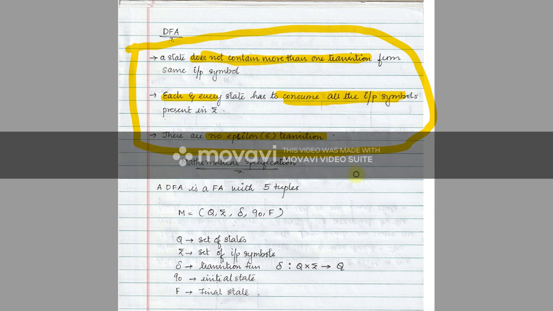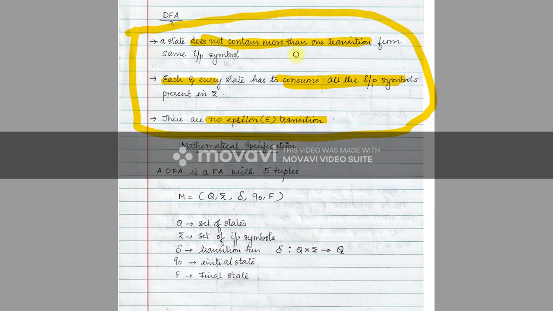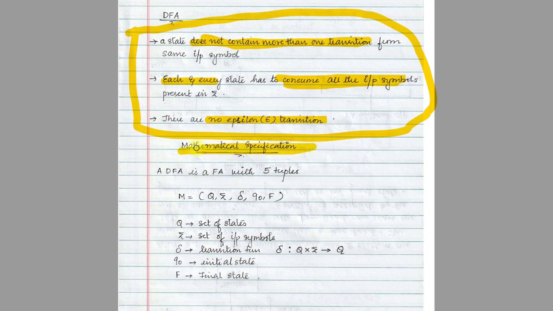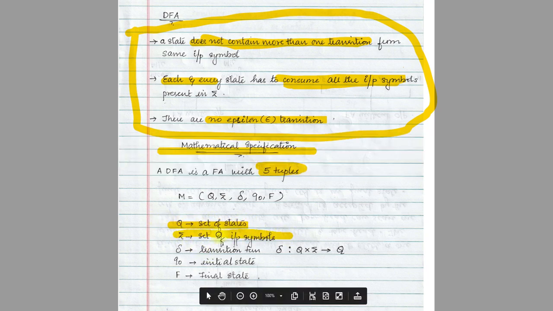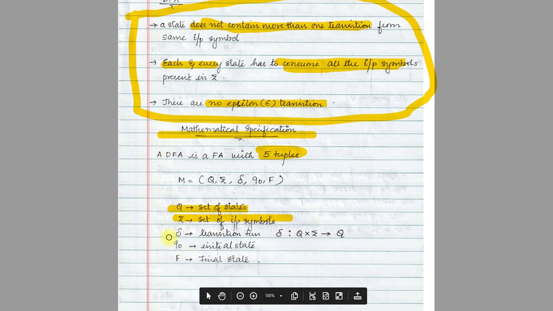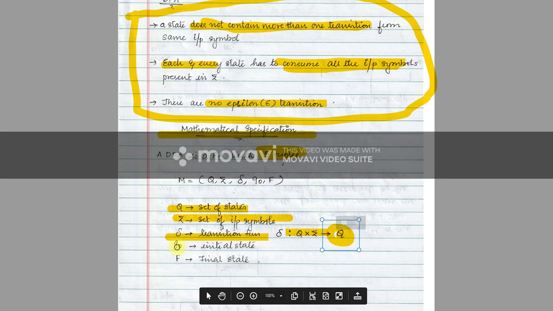So we can represent our DFA in a mathematical specification. Same as a finite automata, here also we have 5 tuples. We have Q, sigma, delta, Q0 and F. So Q is the set of states as in the finite automata, sigma is the alphabet, the set of input symbols, and delta means the transition with respect to alphabets and the states, moving you to another state. Q0 is the initial state, F the final state.